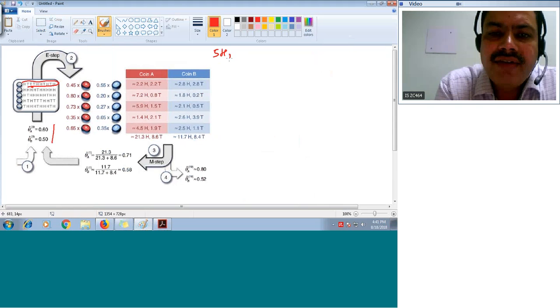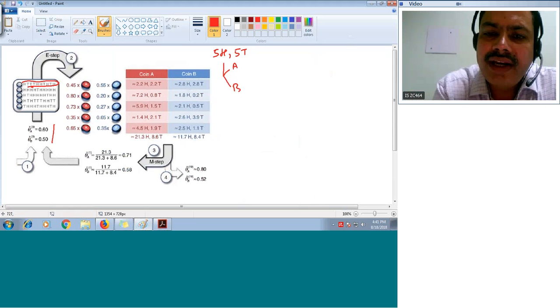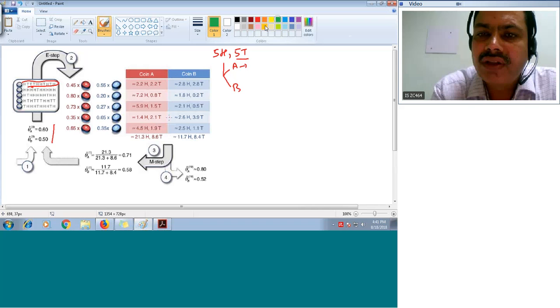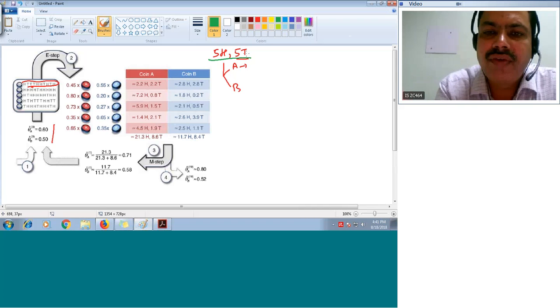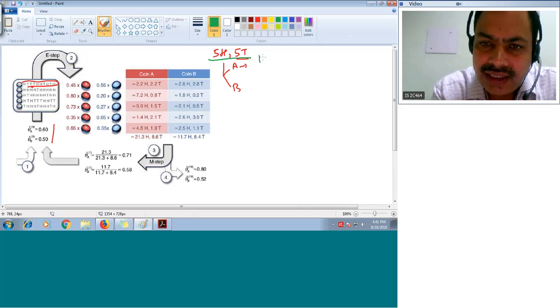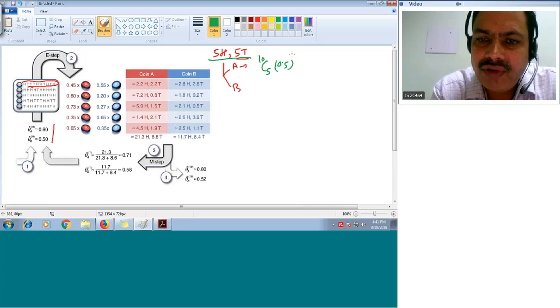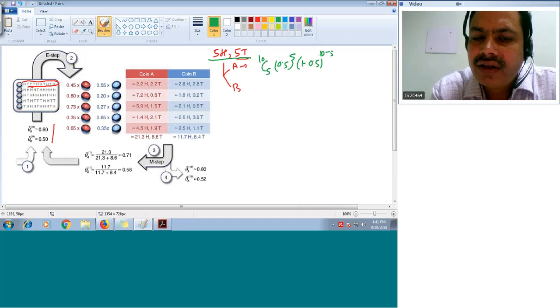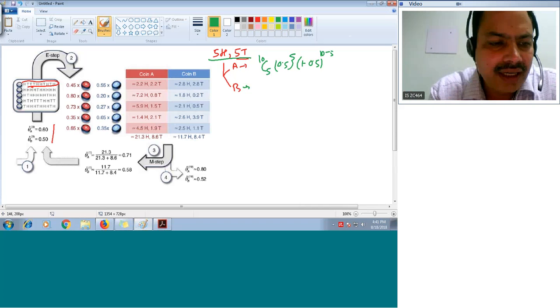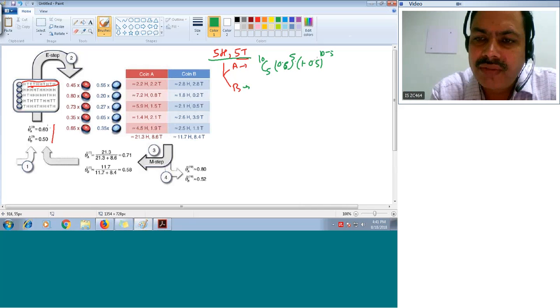Here you have 5 heads and 5 tails, and you have two coins, A and B. For coin A, what is the probability that you are going to see this data? It is 10C5 times 0.5 to the power 5 and (1 minus 0.5) to the power 10 minus 5. Similarly for coin B, I think I have written it wrongly, the probability was 0.6, so you can correct it: 0.6 and 1 minus 0.6.